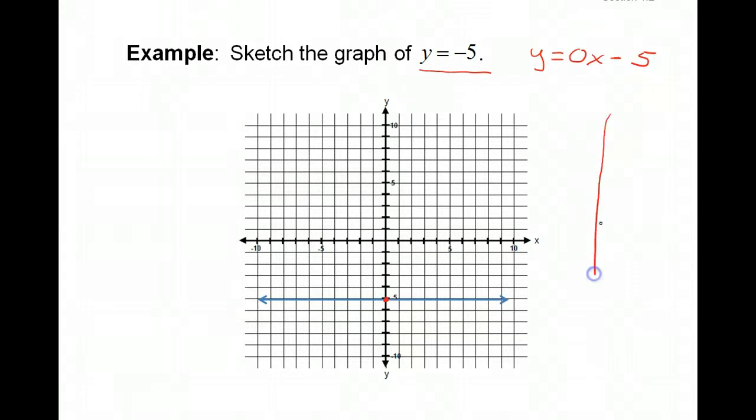If you forget that, you can always make an xy table. If you're told that y equals -5, that means that's the only thing you can put in the y column of your table. Put whatever you want in the x column, and all the points that you get are going to lie on this blue line. So y equals a number is always a horizontal line.